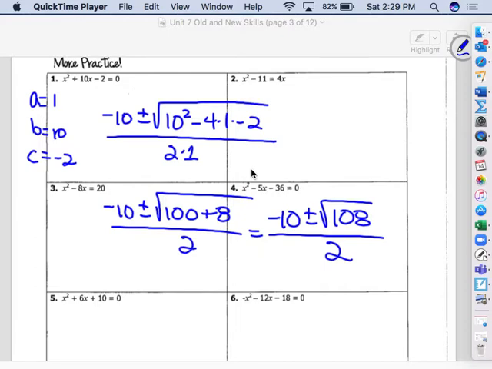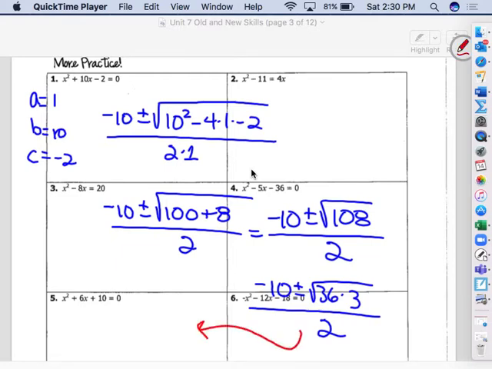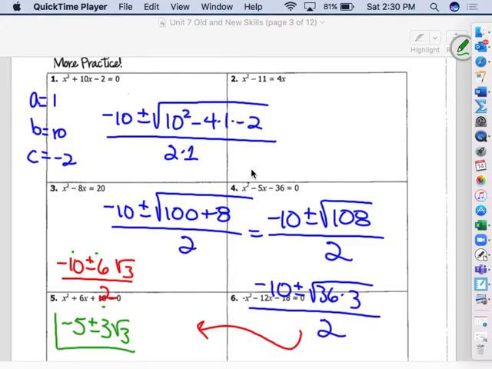So I would simplify this as demonstrated on the previous page. 108 is going to be 36 times 3. The square root of 36 is 6, and I'll move my work to this side of the board. So that means I'm going to have negative 10 plus or minus 6 radical 3 over 2. Noting that I've got the GCF in the 3 spots, I'll put a green dot by the 3 spots. So my simplified answer would be negative 5 plus or minus 3 radical 3. And the 2 in the denominator is going to divide away. So that would be my simplified answer for that.